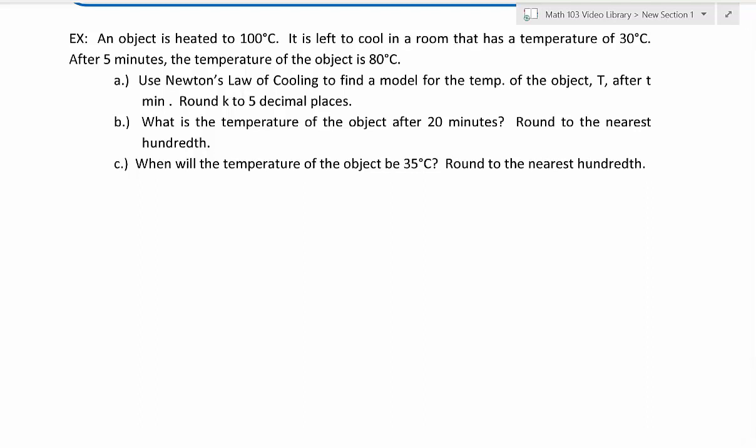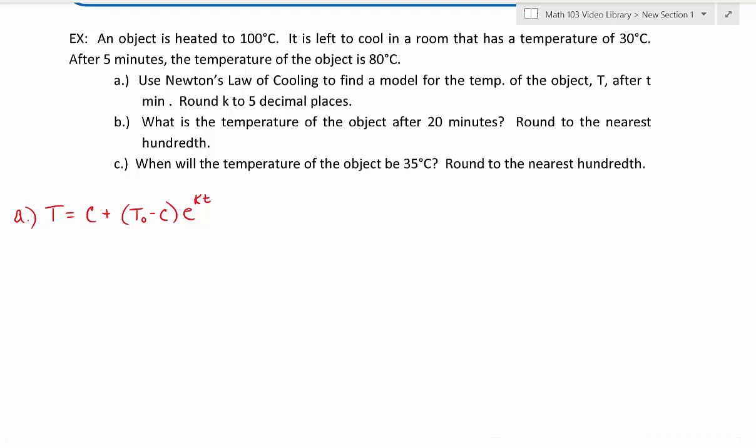This is similar to what we do when solving variation problems. We're going to start with an equation, which is Newton's basic law of cooling, T equals C plus T sub 0 minus C times e to the k times t power. And we're going to plug in information that was given to us so that we can find our k value, and then we'll rewrite our equation including that value for k.